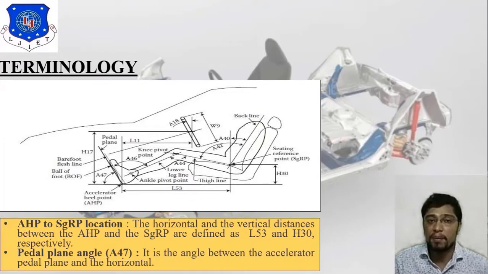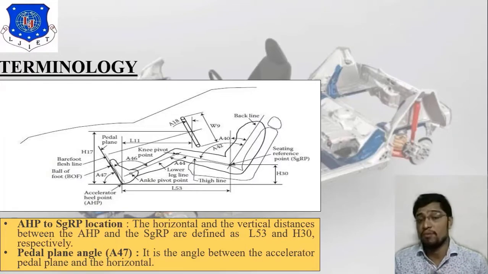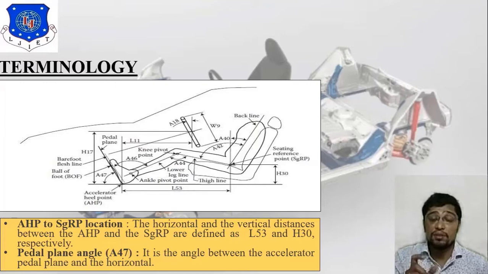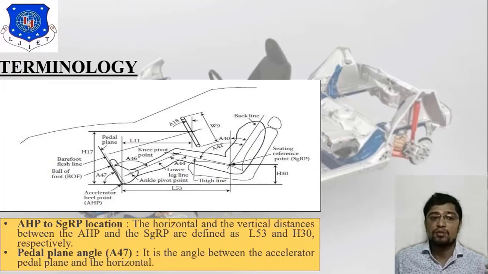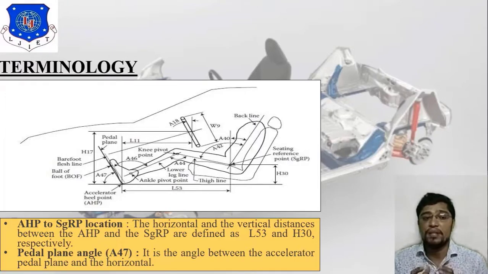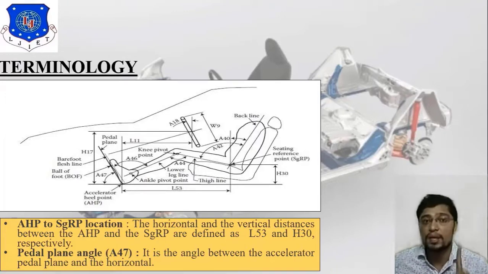Second one is pedal plane angle. This is one kind of posture angle, in which you can find 5 or 6 different angles, and the first and important one is pedal plane angle. It is the angle between the accelerator pedal plane and the horizontal. In the image, on the left side you can find the pedal plane, right? So it is the angle between the accelerator pedal plane and the horizontal. So this is the AHP to SGRP location, and second is the posture angle, in which we have done the first and important one, pedal plane angle. So move forward to the next slide.